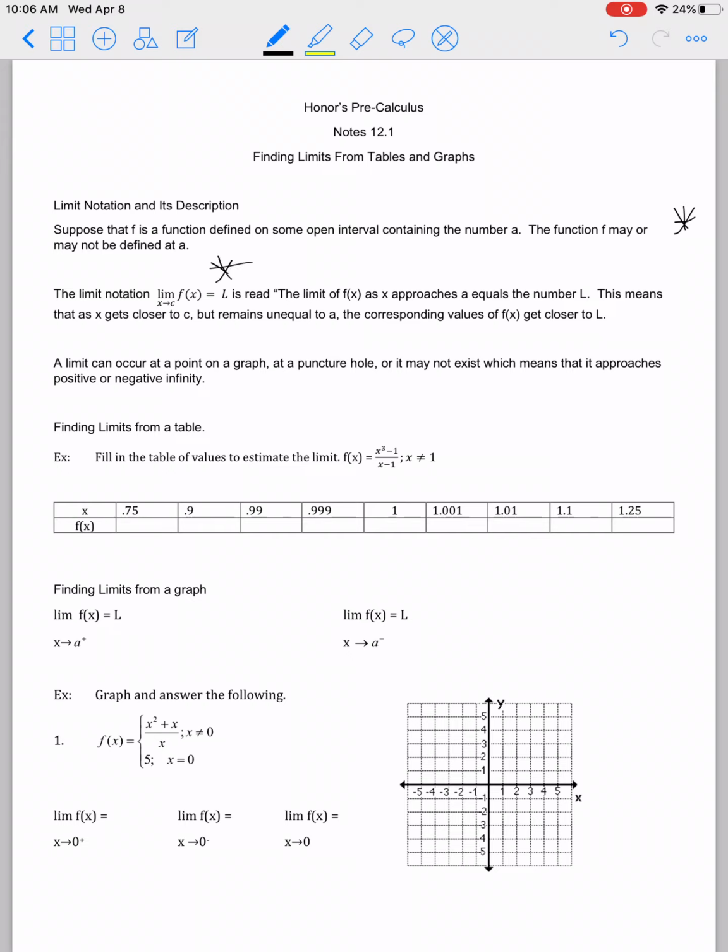It says the limit of f of x as x approaches c, that should be a c, not an a, equals the number L. So this means as x gets closer to c, but it may not be equal to c, the corresponding values of f of x, or the y, would get closer to that number. And first of all, we're going to look at that from a table perspective.